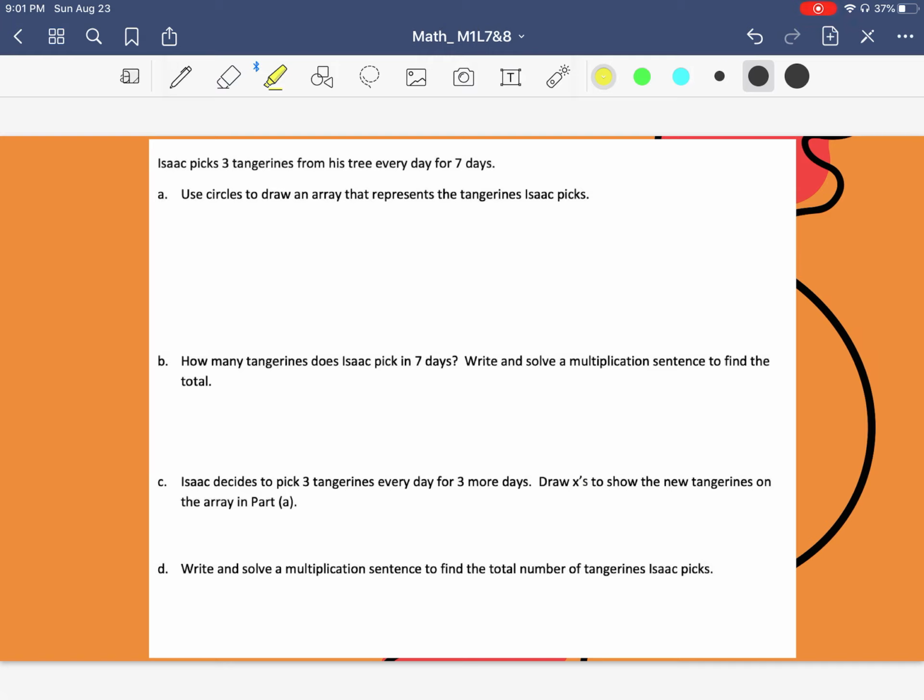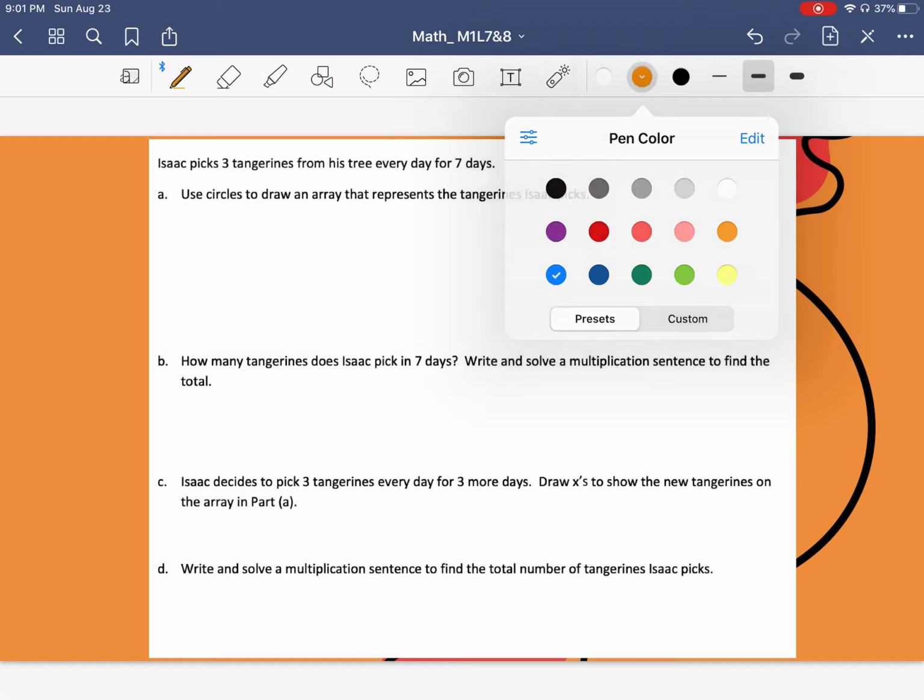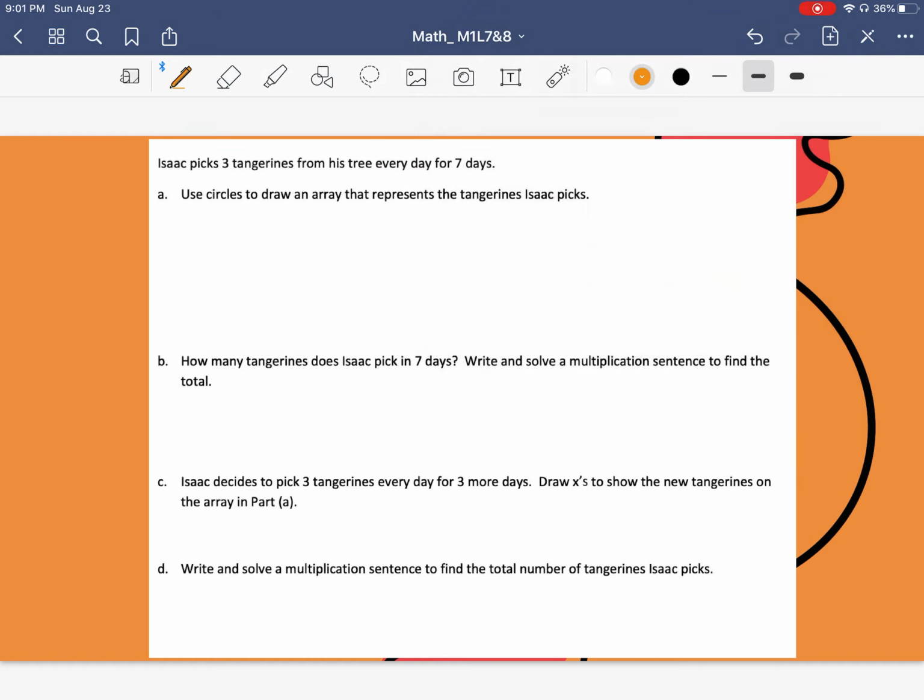So here the question says, Isaac picks 3 tangerines from his tree every day for 7 days. Use circles to draw an array that represents the tangerines Isaac picks. So I'm going to use orange to draw the tangerines. And here it says he picked for 7 days.